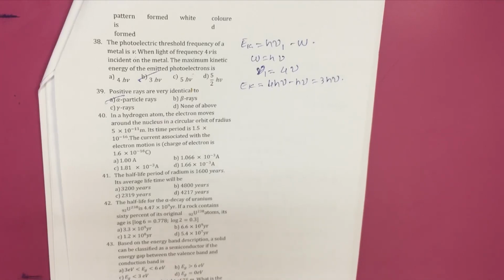Question 40. In a hydrogen atom, the electron moves around the nucleus in a circular orbit of radius 5 multiplied by 10 raised to minus 11 meters. Its time period is 1.5 multiplied by 10 raised to minus 16. The current associated with the electron motion is, and the charge of the electron is given to you. Now we have to find the current associated in this case. So here the correct answer would be actually 1.66 multiplied by 10 raised to minus 3 amperes. That's the standard value for current associated with electron in hydrogen atom.